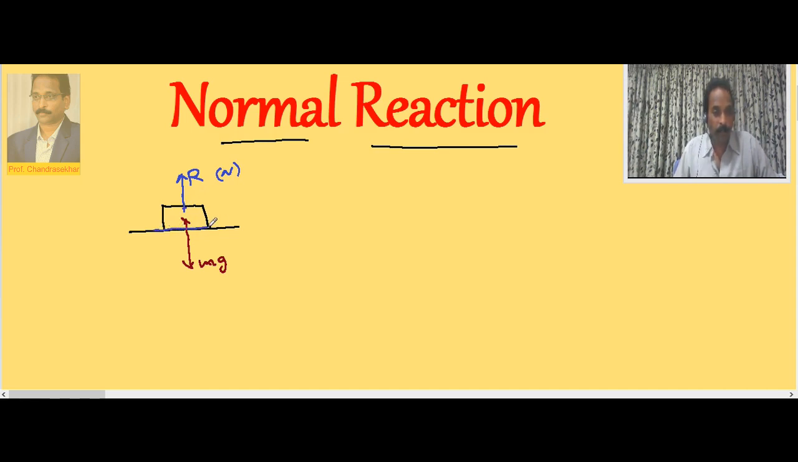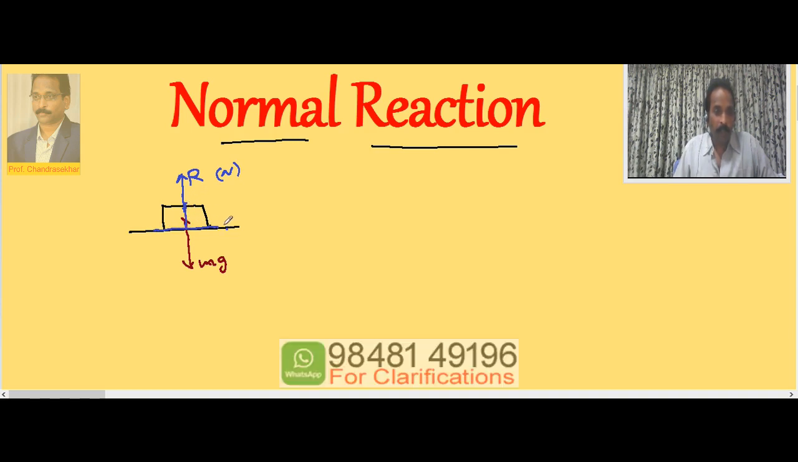This is the contact surface. To this contact surface, perpendicularly, the force exerted by the lower body on the upper body is called normal reaction. So here R is equal to mg. When a body is placed on a horizontal surface, normal reaction is automatically equal to its weight.